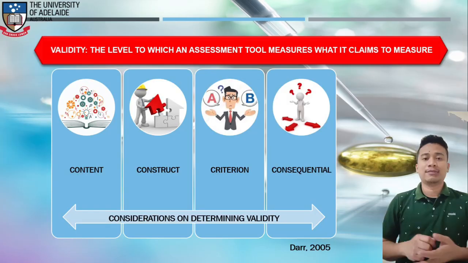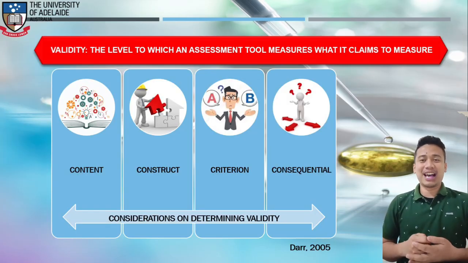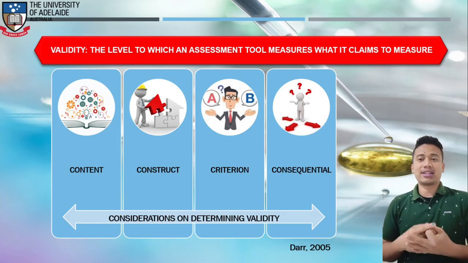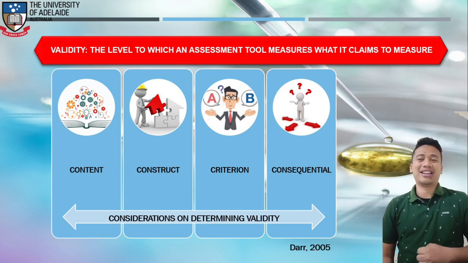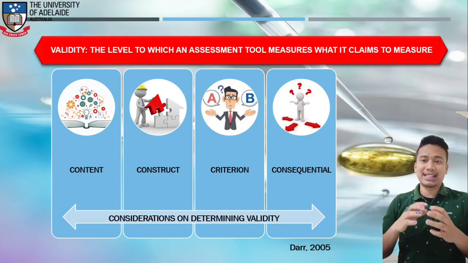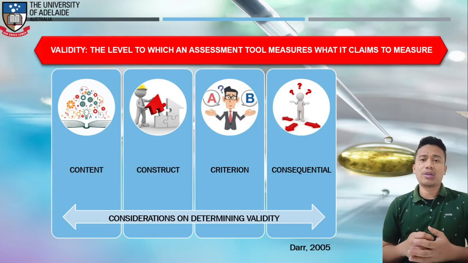the next point that I want to unfold to you. Validity. It can be understood as the level to which an assessment tool measures what it claims to measure. It includes content, constructs, criterion, and consequential, or 4Cs. The simplest way to assess validity is by checking your designed lab report against these questions.